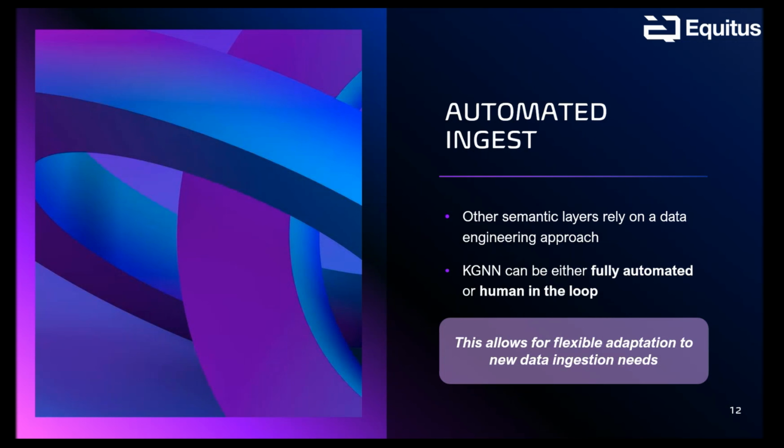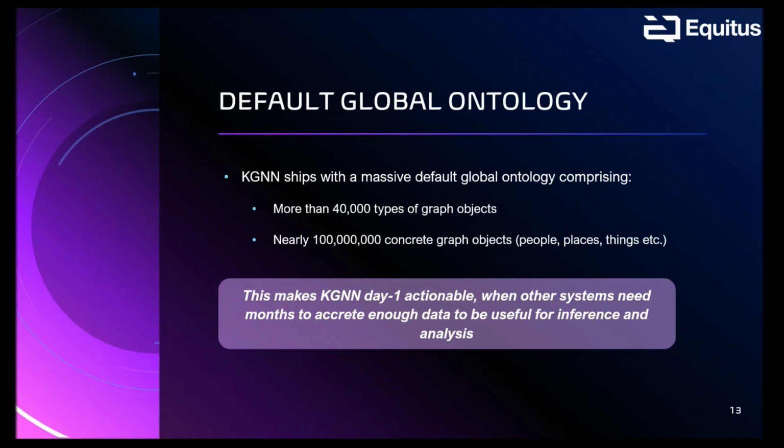In addition to that, KGNN can be configured to operate either in a fully automated fashion for organizations that don't have a lot of personnel available, or in a human-in-the-loop mode where humans can comment on and correct the outputs of the AI models. It just depends on how the organization balances that data integrity need versus the cost effectiveness of operating the system. But we can support both.